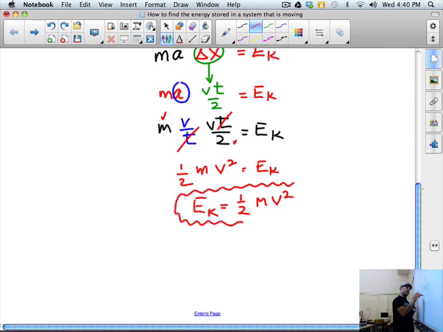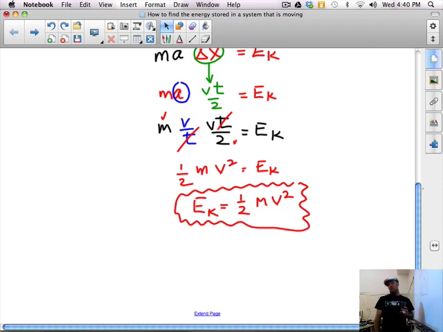Okay? So that's how you could derive an equation for an object moving, for the energy that's actually stored in the object while it's moving. Stored in the object's motion, we say.